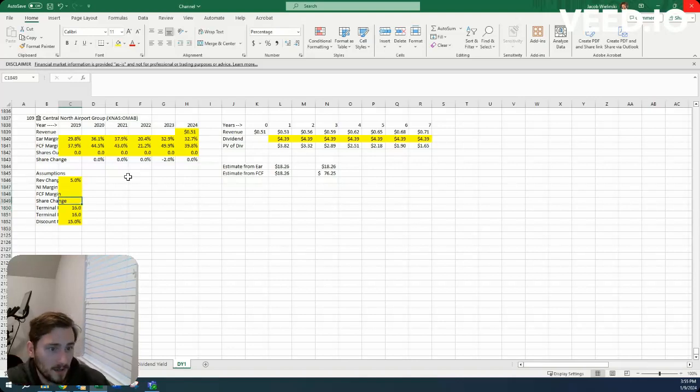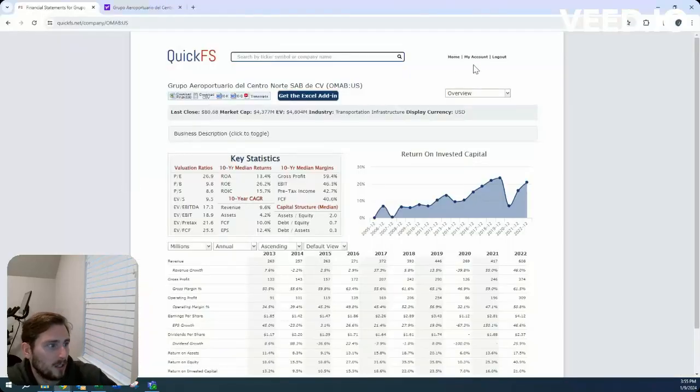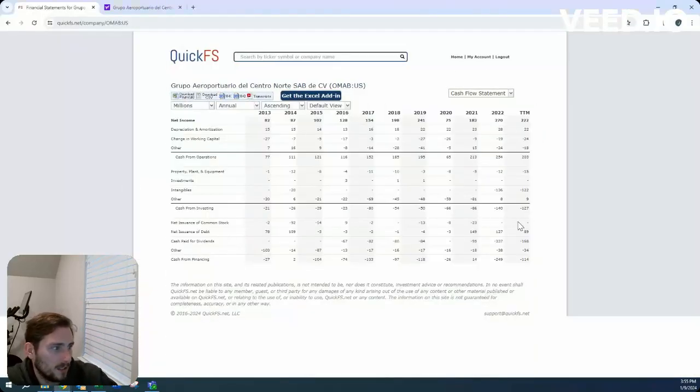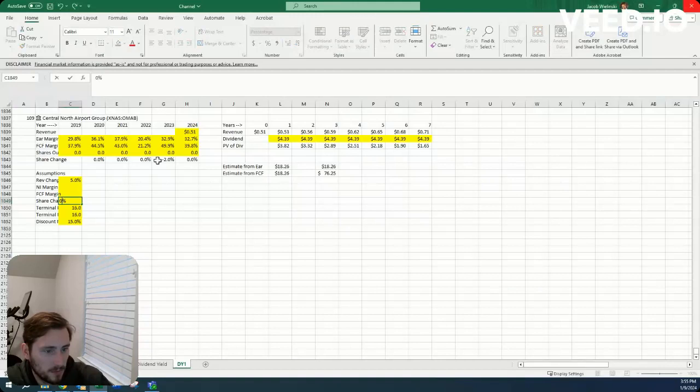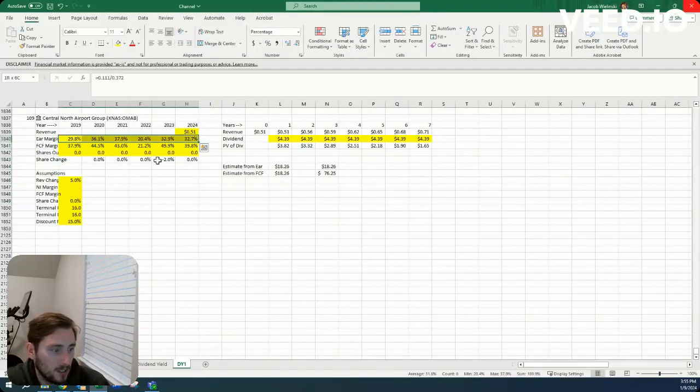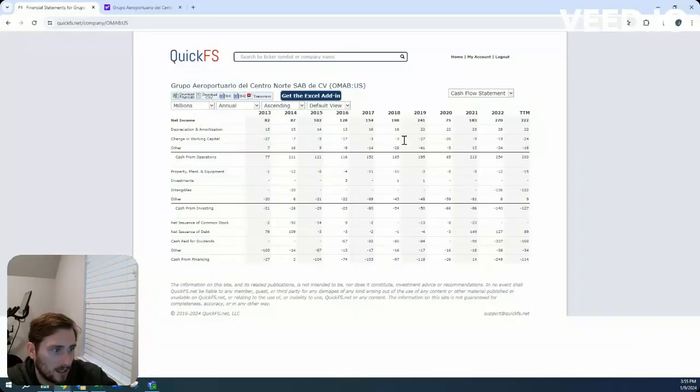Great to see that. Share change recently, not very much. I might just put 0% there. As for margins, I mean, huge margins. I'll probably go just about with the average here. Let's say 32. I mean, free cash flow has consistently been higher. Gotta love to see that. And their margins have been increasing. Maybe let's do 35, 38.